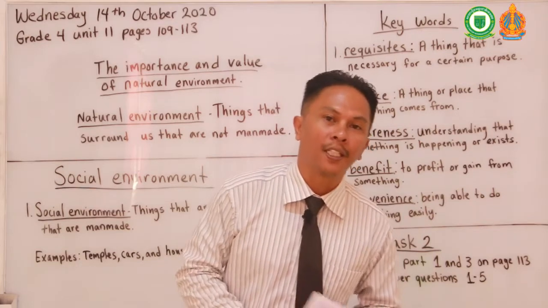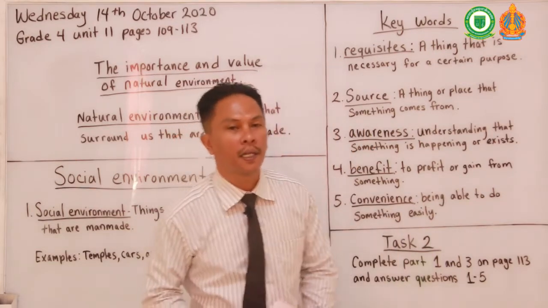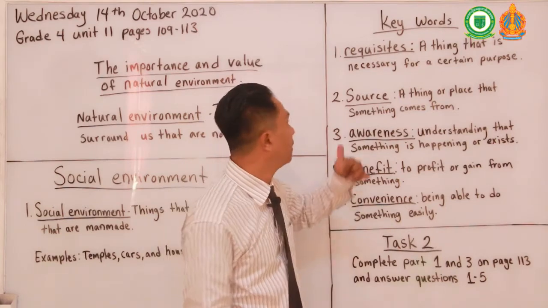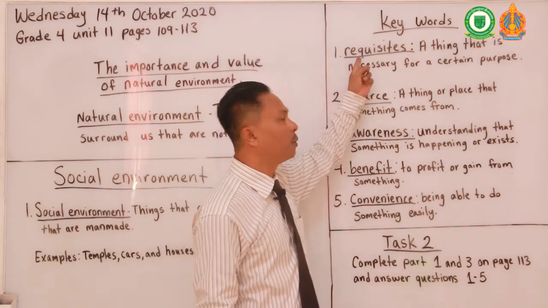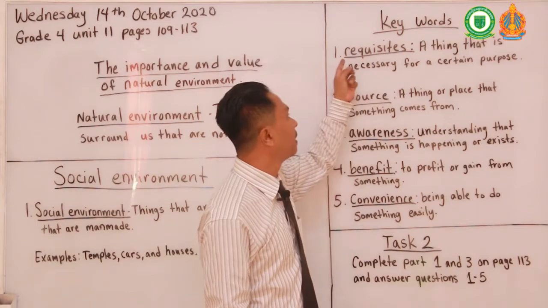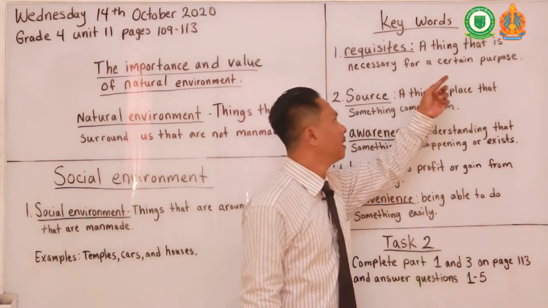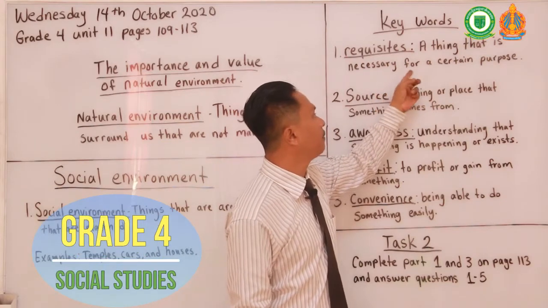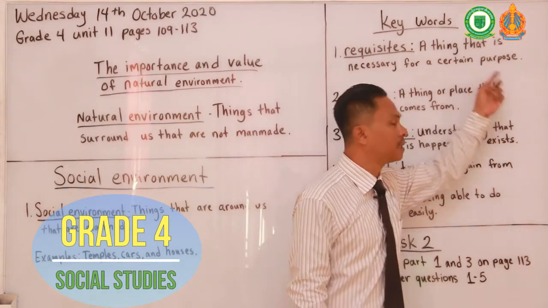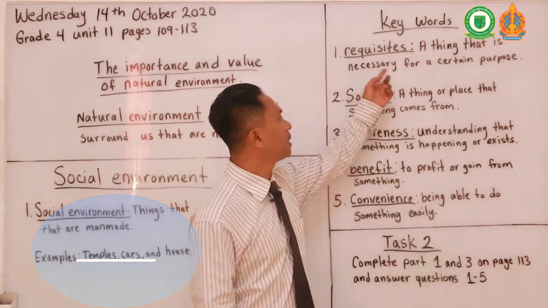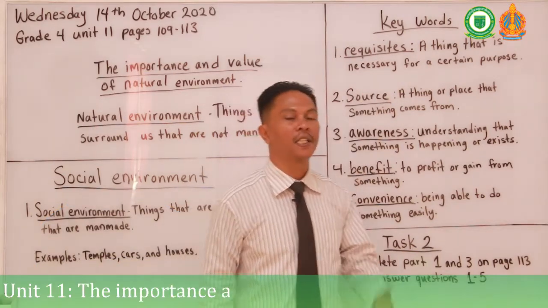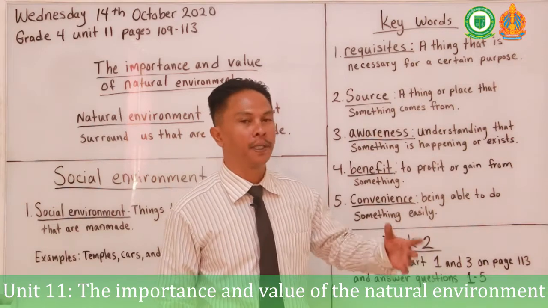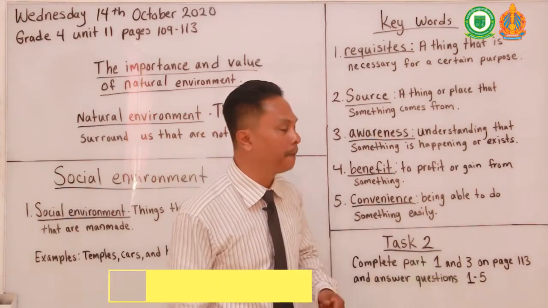Okay, now let's go over your keywords definition. Let's see if you got the same as I did. So number 1, requisite. Requisite is a thing that is necessary for a certain purpose. So requisite means something that is important, something that we need for that purpose that we are doing, okay?